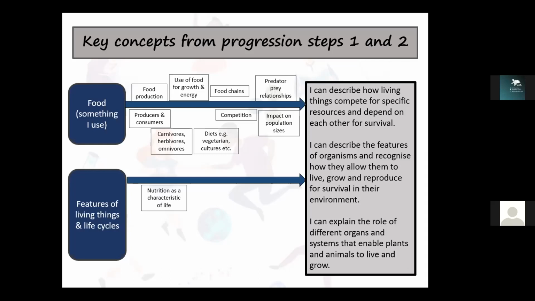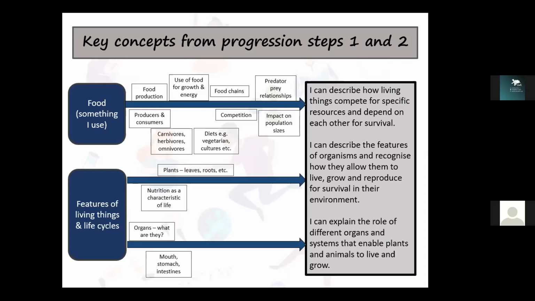We look at this second strand here where we're looking at features of living things. How does that then come together and build towards those progression steps at 3? So nutrition as a characteristic of life, plant leaves, roots, so the organs of the plant and their involvement in nutrition. So organs, what are they? If we were looking at mammals here, we might be looking at the mouth, the stomach and the intestines, the digestive system. We then move on to looking at digestion. What is it? What's it used for? We might look at malnutrition as what happens when things go wrong. And then we can link between those different stages. So you can see that we're building that knowledge and understanding as we move from progression step 2 to progression step 3 during that 3-year period of learning.